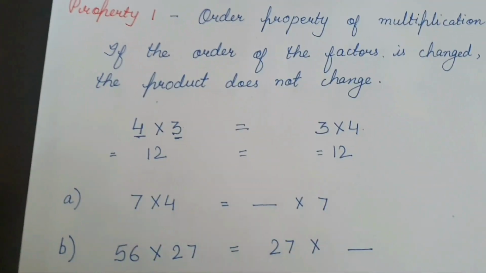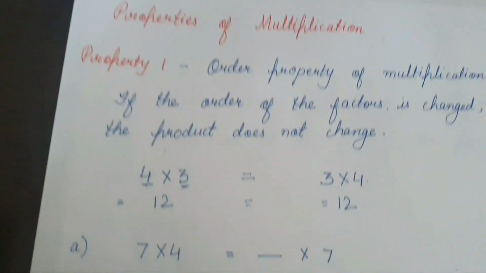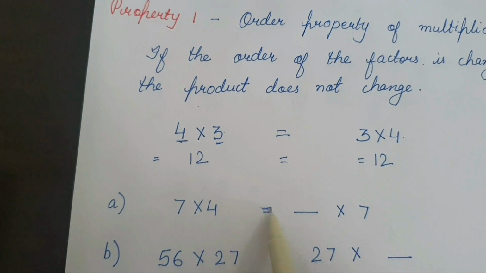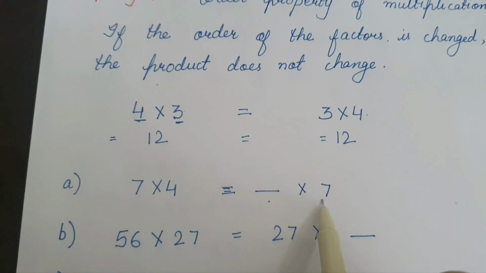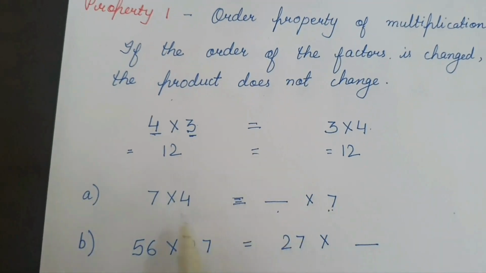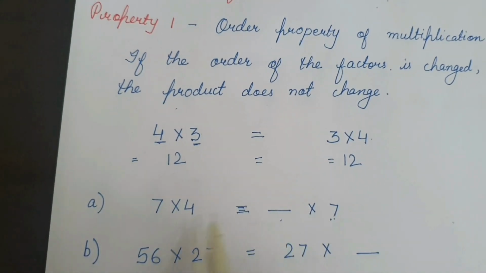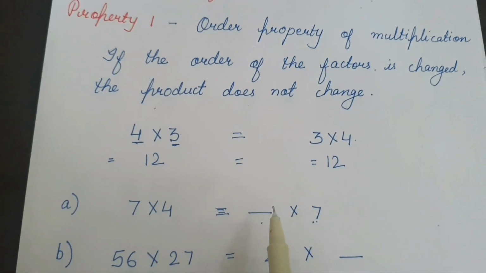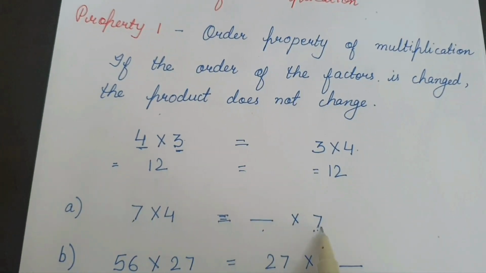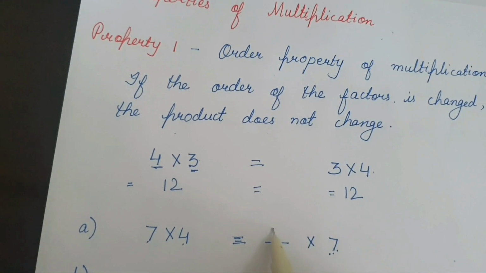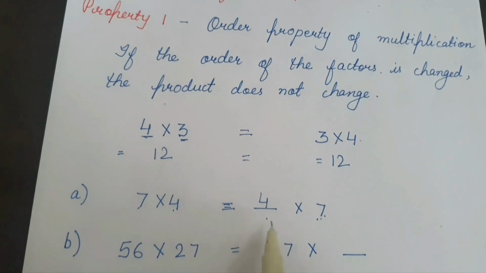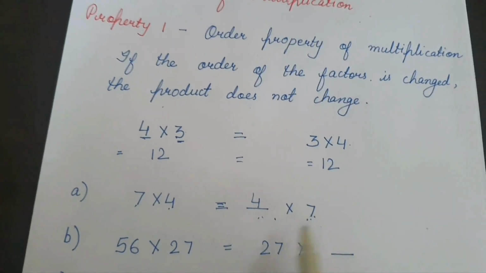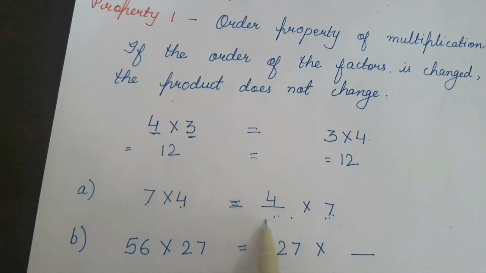Now you see here I have written a few fill-in-the-blanks related to property 1. Let us see. 7 into 4 is equal to dash into 7. 7 is already there. What should be here so that it makes both of them equal? They have only changed the order of the numbers. Here 7 is first, here it is in second place. So 4 is here, so we will write 4. On both sides the numbers are the same, 7 and 4. We are multiplying them, so the answer remains the same.